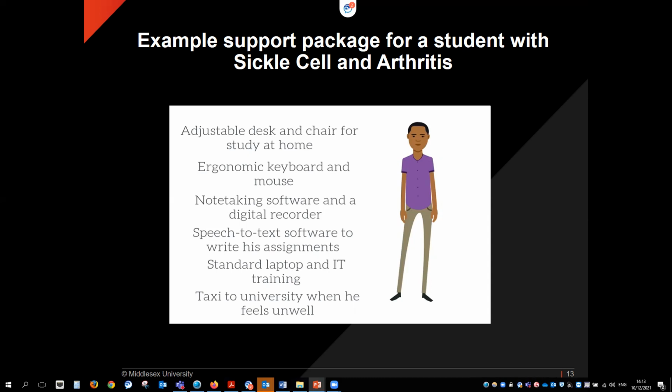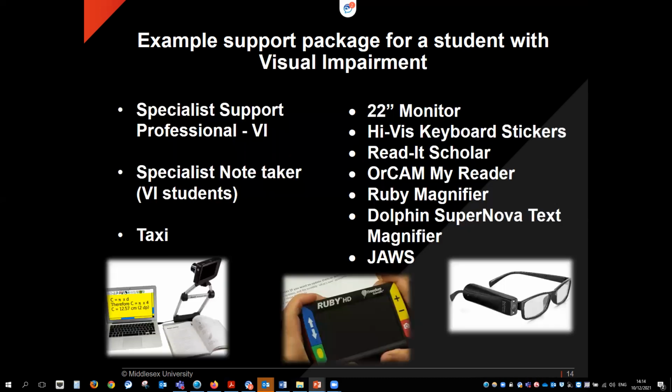So we can recommend the laptop, but again, the student will have to contribute the first £200 towards the cost of it. And of course, students with sickle cell and arthritis would struggle on public transport. So we can actually recommend taxi support for them. And again, they'll have to pay the public transport cost towards the cost of a taxi. The rest would be covered by the DSA. Okay, so let's have a look at some other exam support packages.